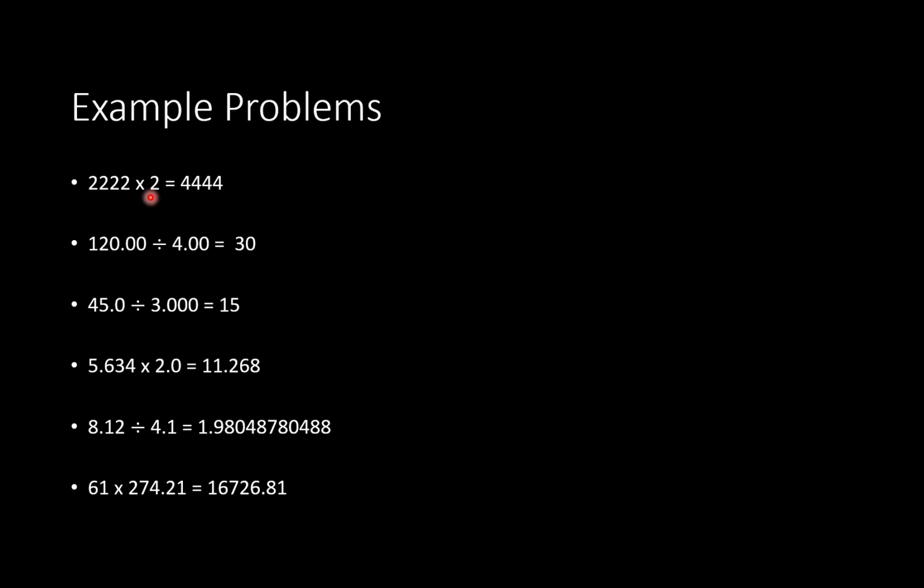But as I mentioned earlier, when we're dealing with significant figures from multiplication and division, we have to calculate our answer first and then apply the appropriate significant figures. So after multiplying 2,222 times 2, we get 4,444. Now we have to round to one significant figure, and using scientific notation, this will give us 4 times 10 to the power of 3. Let's do the next problem.